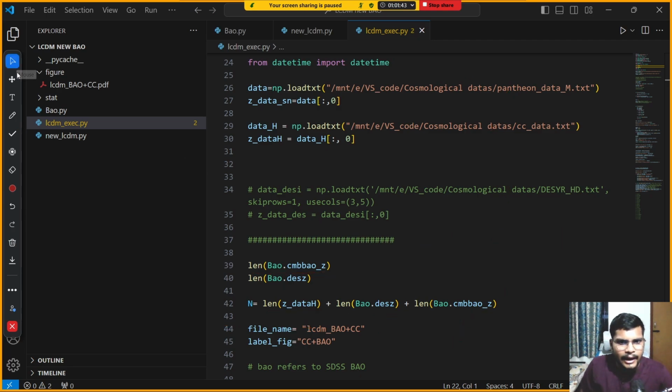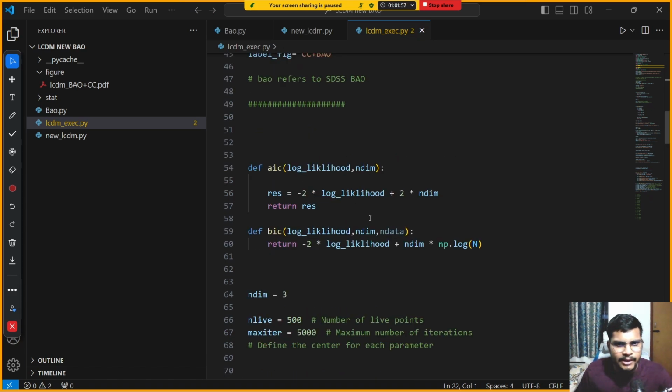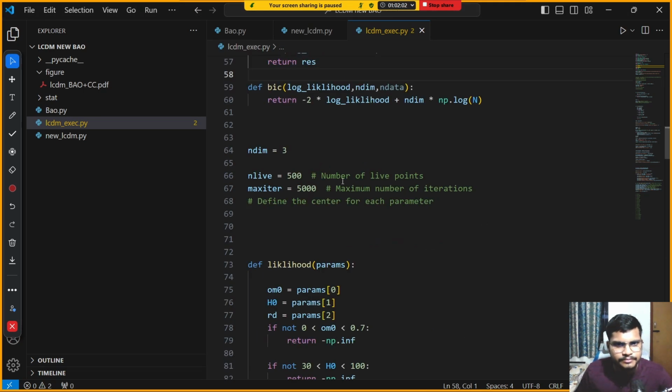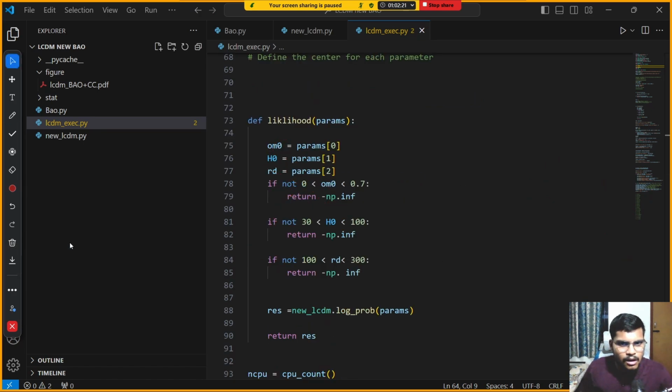This is done. Now I want to save my file, so I am first describing my file. The file name is LambdaCDM plus BAO level figure CC plus BAO. Then I define my AIC and BIC, where this n comes in for the BIC calculation and so forth. There is also n dimension, which is how many model parameters you are fitting. I am fitting basically 3 model parameters: OM0, H0, and RD. How many live points? This is not required here. This is for different things.